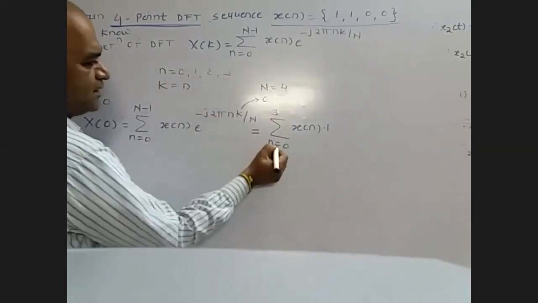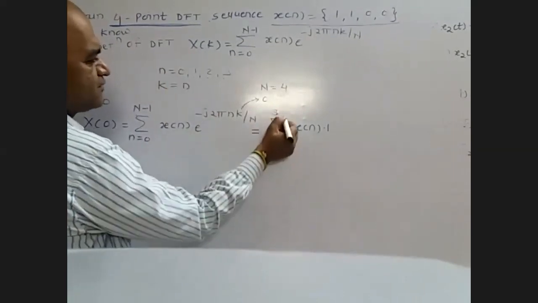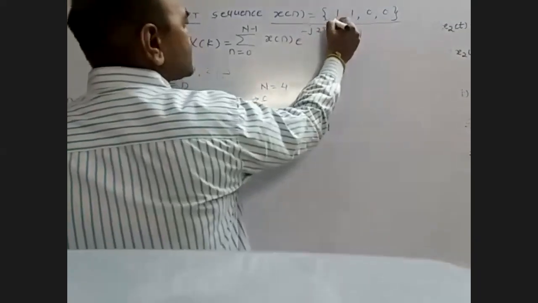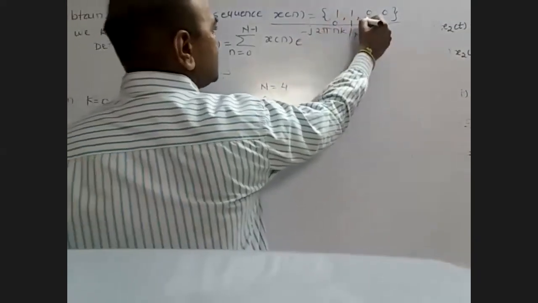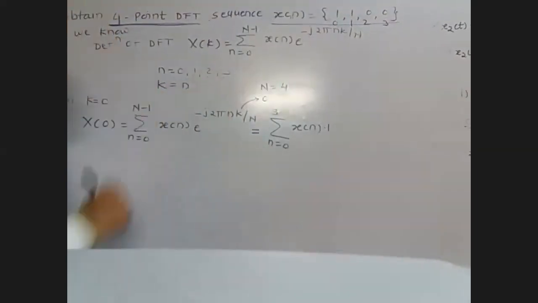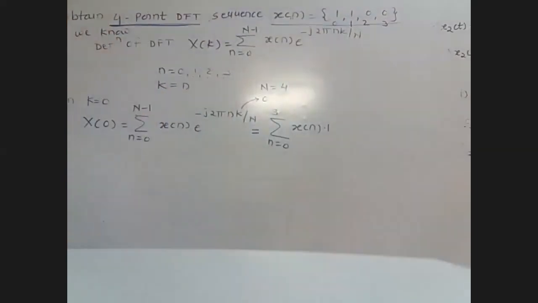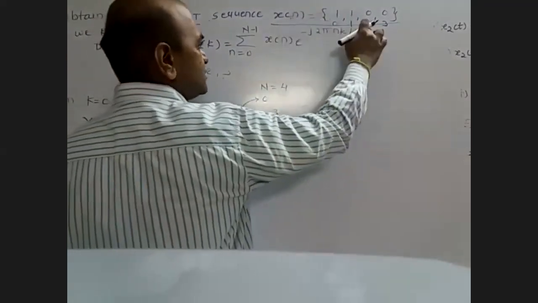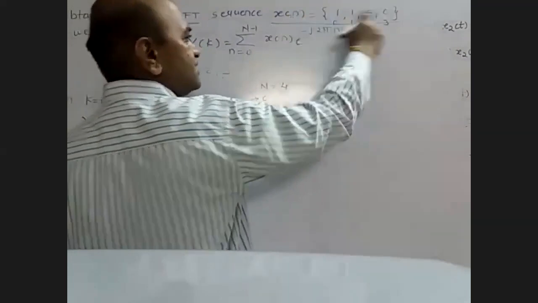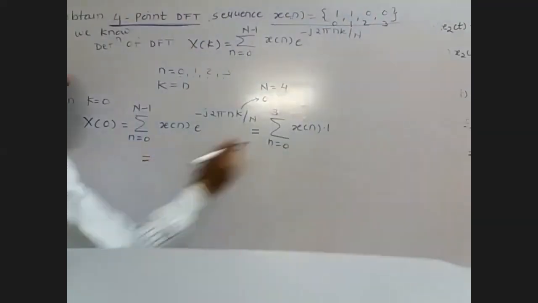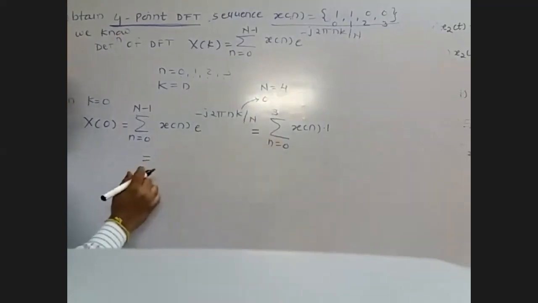So n varies from 0 to 3 and the values are given here: 0 is present, 1 is present, 2 is present and 3 is present. When n is 0, its value is 1. When n is 1, its value is 1. When n is 2, its value is 0. When n is 3, its value is 0. So we will solve this summation expression.